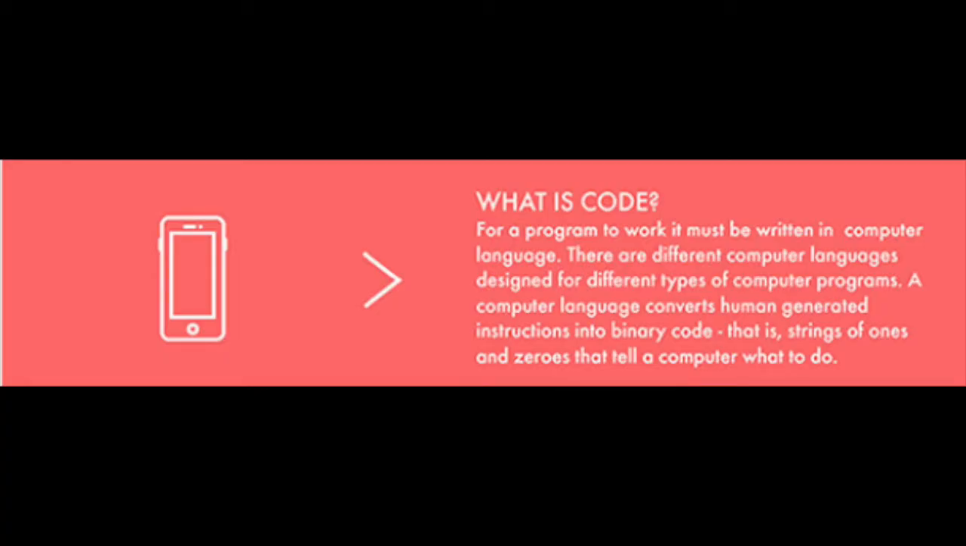Thirdly, let's talk about what is code. For a program to work, it must be written in computer language. There are different computer languages designed for different types of computer programs. A computer language converts human-generated instructions into binary code. That is, strings of ones and zeros that tell the computer what to do.